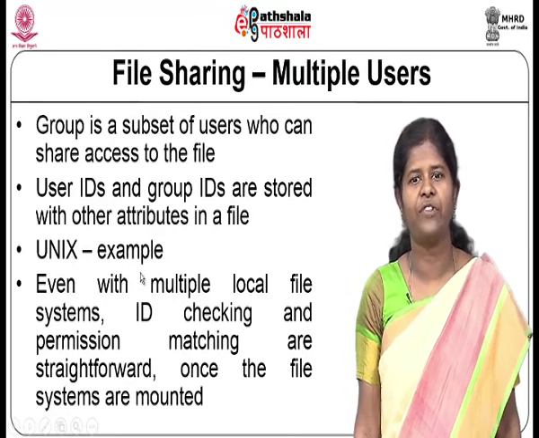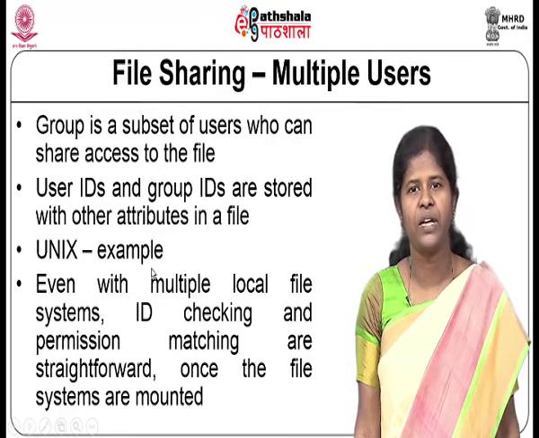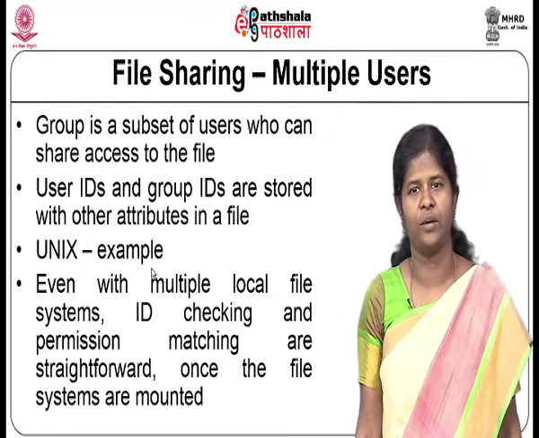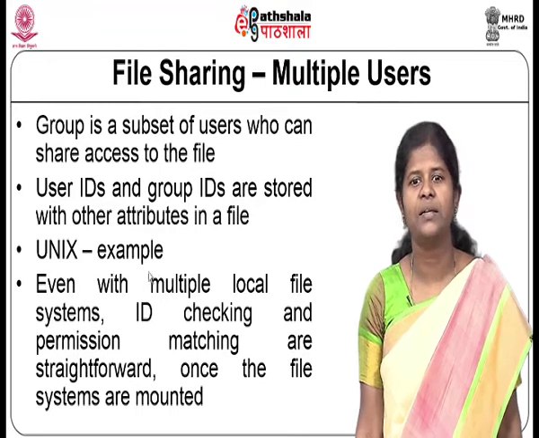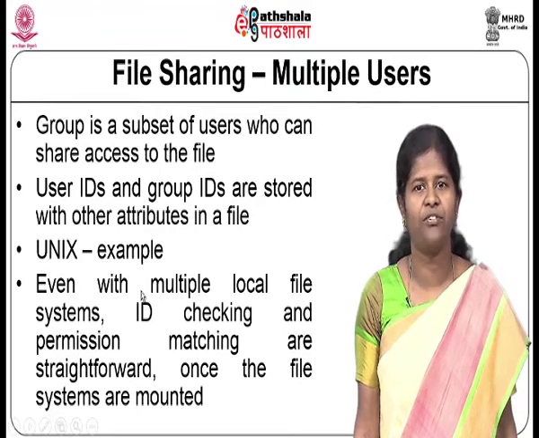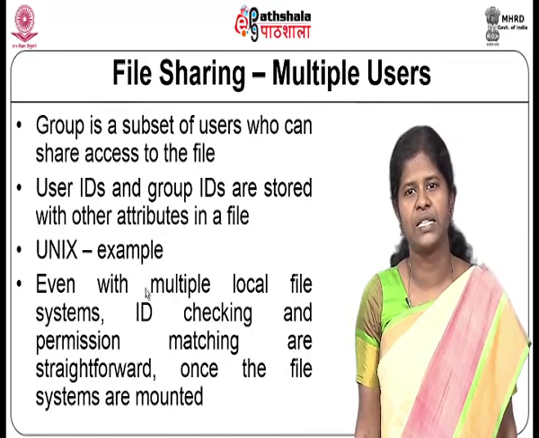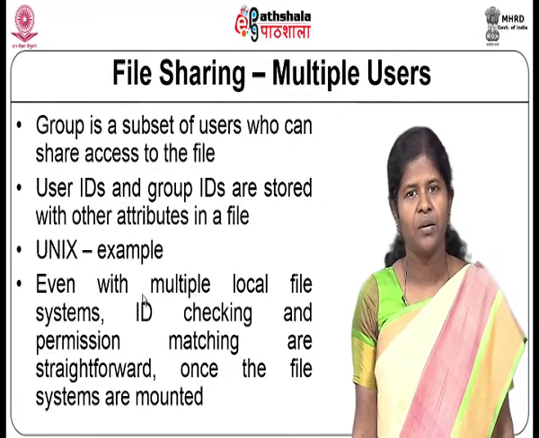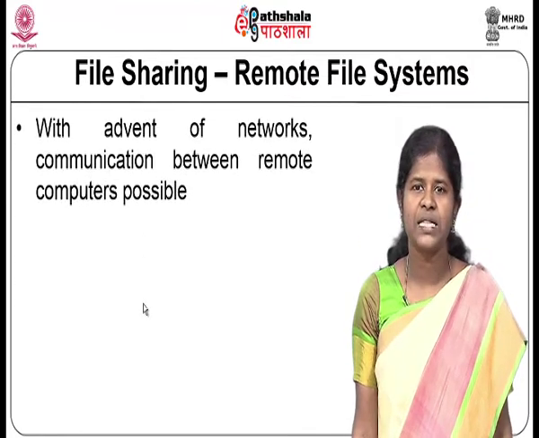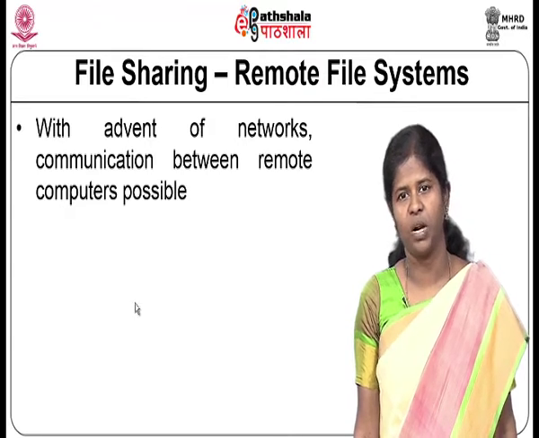And even when you have multiple local file systems which need to be shared between different users, but the file systems are local within a particular machine, then this ID checking and checking for permissions are straightforward once the multiple file systems are mounted onto a single file system and users can use that. But what happens when you have file systems which are placed in different places across the world?